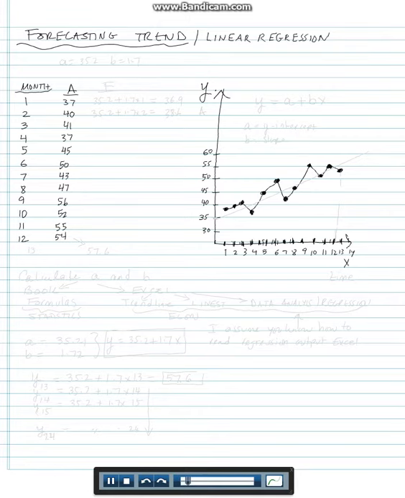Because when we're doing forecasting, the time series requires numbers, we don't use January, February, March. We use numbers, so we have to put 1, 2, 3, 4, and so on, up to 12.